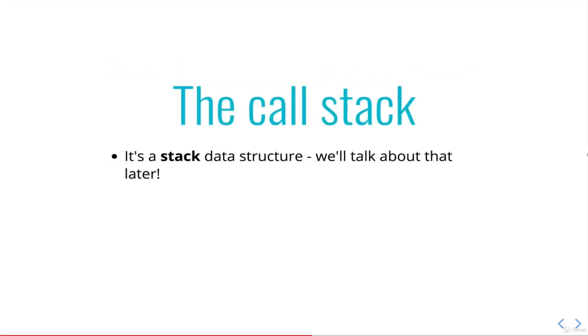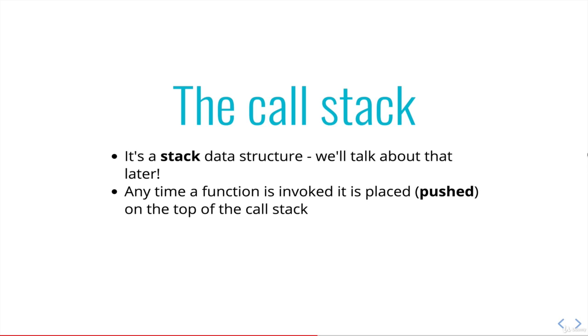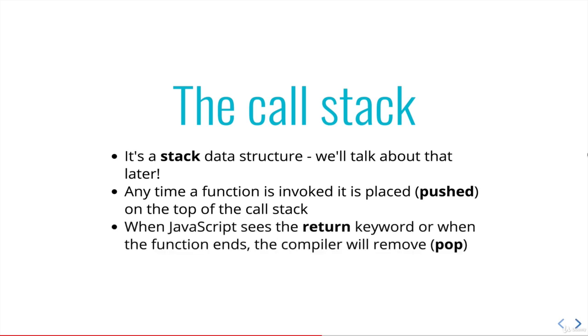So you can think of it as a stack of papers or something. It's actually a data structure called a stack that we'll learn about later. You might have heard of stacks and queues before, but all that we're going to say for now is that when a function is invoked, it's placed on the top of the call stack. Just like if we have a stack of papers on our desk, the newest one that we put on goes on top. And then when JavaScript sees the return keyword, or when a function ends, there's no more code to run, the compiler will remove the top item from the stack.